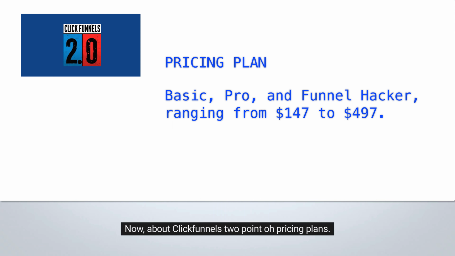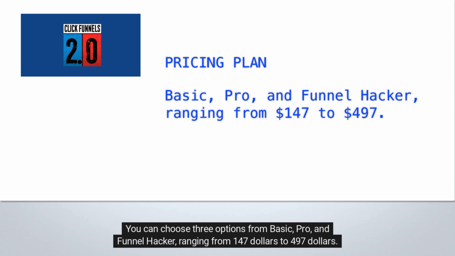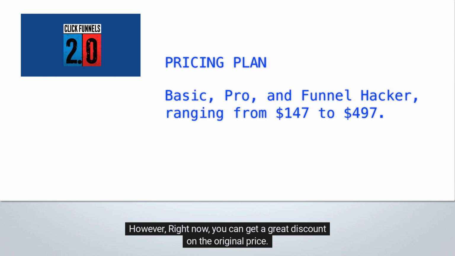Now, about ClickFunnels 2.0 pricing plans. You can choose from 3 options, Basic, Pro, and Funnel Hacker, ranging from $147 to $497. However, right now, you can get a great discount on the original price. The highest discount is available with the annual plan. Remember, these prices are at the time we recorded this video. We do not control and cannot guarantee these prices.